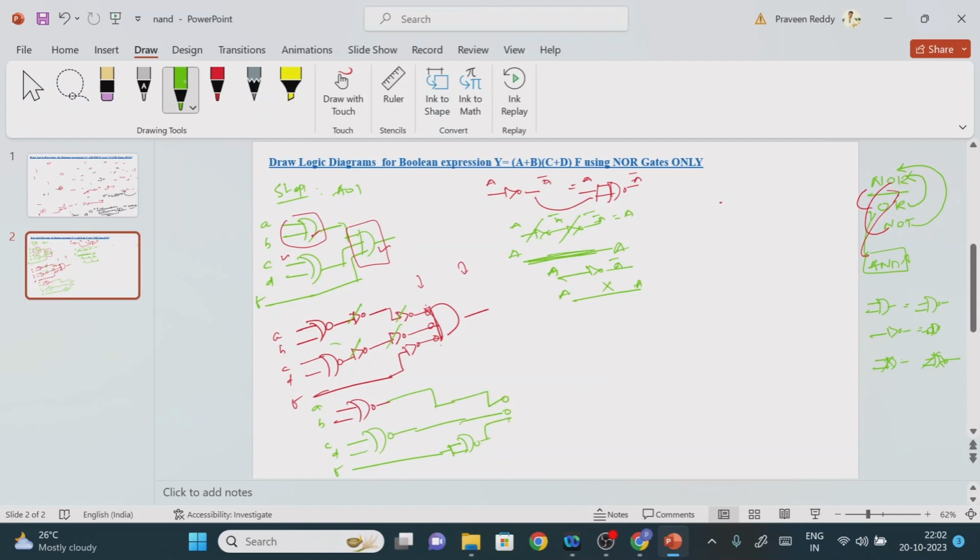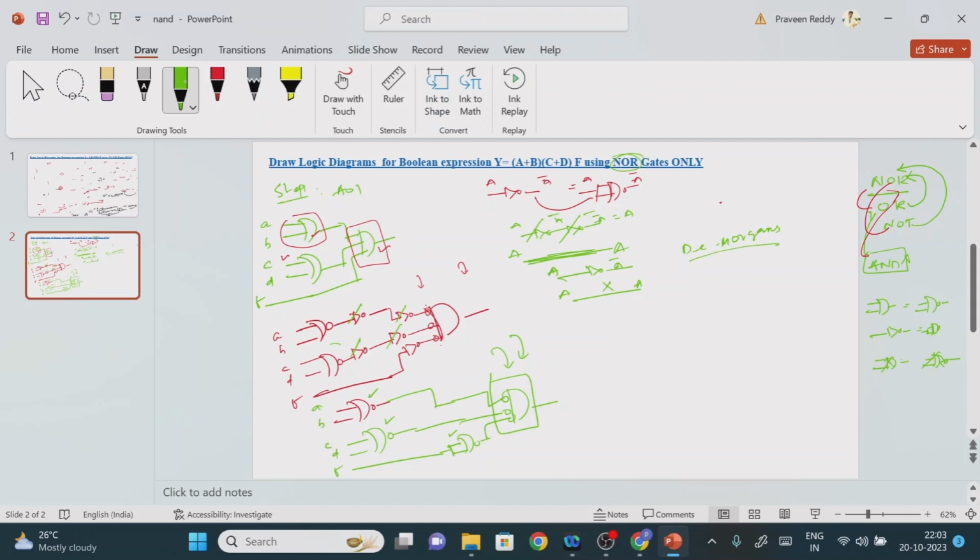So 1 bubble, 2 bubble, 3 bubble in terms of the AND gate. Now if you observe here, this is also converted in terms of the NOR gate, and this is also converted in terms of the NOR gate. But this one is not yet converted in terms of NOR gates. Now how to convert this one in terms of the NOR gate? Here we need to remember something called De Morgan's theorem, right?